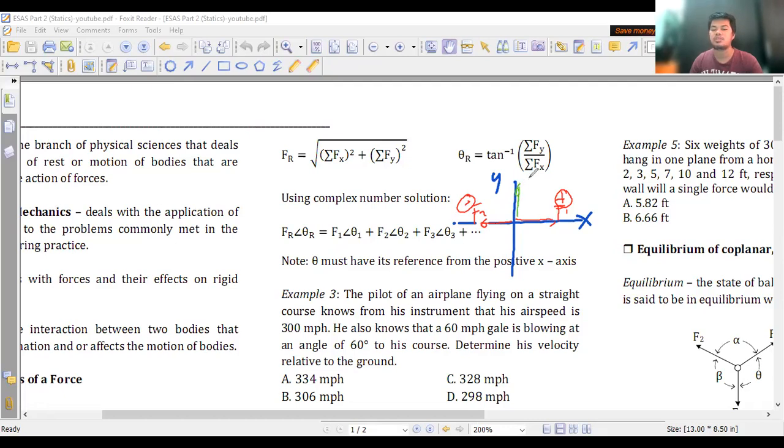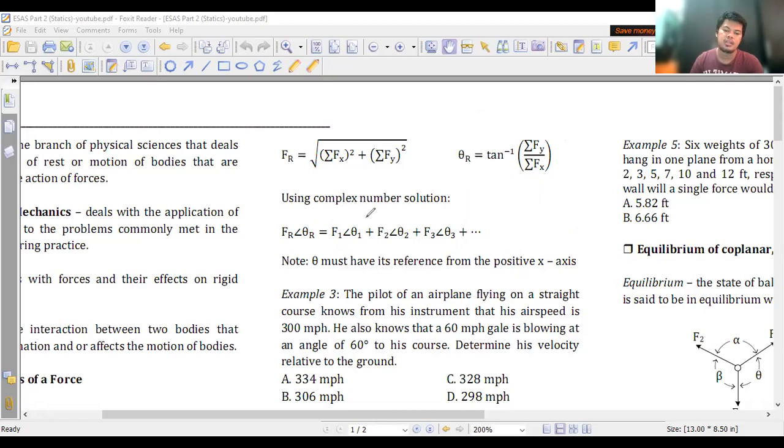So if the direction of the force is upward, you can have it as positive force, and if the direction is downward, you can have it as negative force. So you have to consider the sign of the forces or the components, the x and the y axis, before you can add all of them.